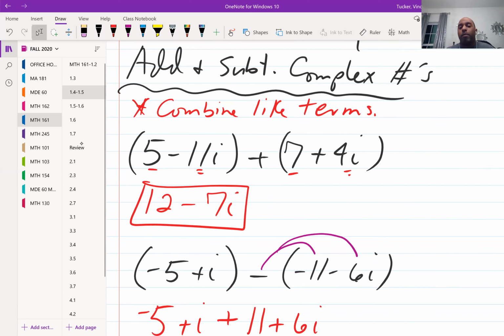Adding and subtracting complex numbers. This was just combining your like terms. So if I have 5 minus 11i plus 7 plus 4i, I will combine my like terms, real plus real, imaginary plus imaginary. So 5 plus 7 is 12, negative 11 plus 4 is negative 7i.